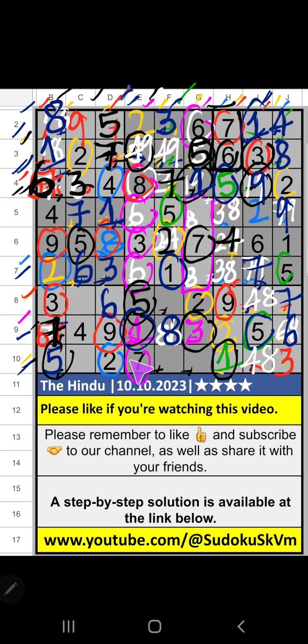10th row, we have 1. So 1 can't come in the cell. 1 is confirmed here. Then 8 is here. 10th row, we have 8. So 8 can't come in the cell. 8 is confirmed here. Then 4 is here. 10th row, 2 numbers are remaining, 6 and 9.